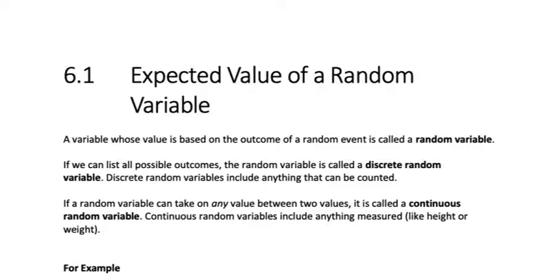Something is a discrete random variable if the results can be counted. Generally, for a discrete random variable, that means that only whole numbers are possible. For a continuous random variable, that is anything that can be measured, like height or weight. So decimal values are possible as long as you can measure something that precisely.